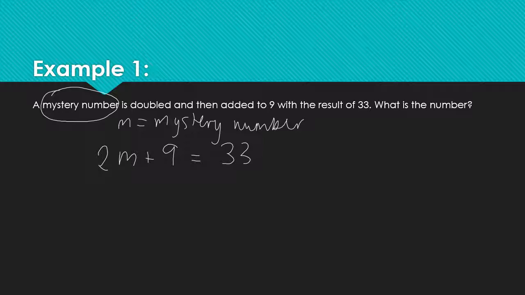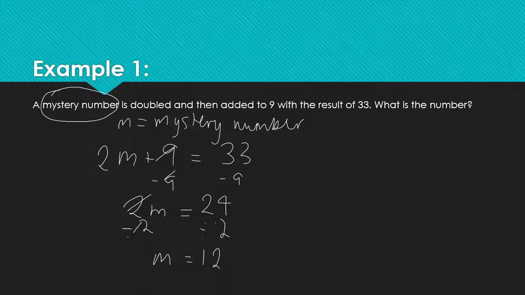Step 3. We've got to start doing our inverse operations. We see that the 9 is furthest away from the m. The 2 is connected, so don't start there. Start with the plus 9. The opposite of plusing 9 is subtracting 9. Subtract 9 from both sides. These will cancel. We'll get 2m equals 33 minus 9 is 24. My last step, I think you guessed it, divide both sides by 2. They will cancel and m will be 24 divided by 2 is 12.